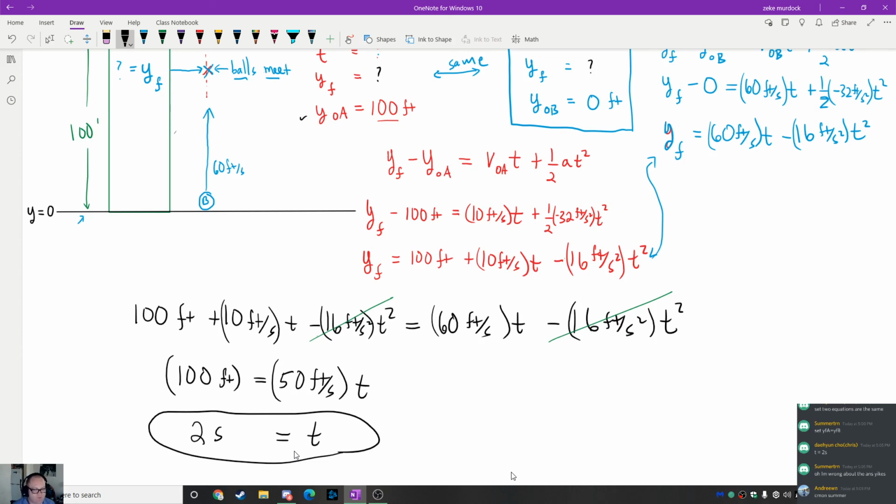Let's just think for a second. What would have given us a silly answer? Can anyone tell me? They do meet, by the way. They meet at 2 seconds. But what could we have changed to make it so that we didn't get an answer that was reasonable? Maybe so that we got like a negative answer or something like that.